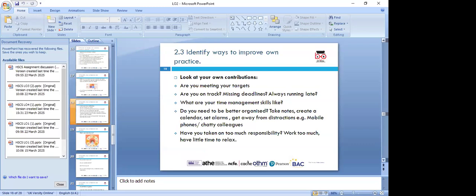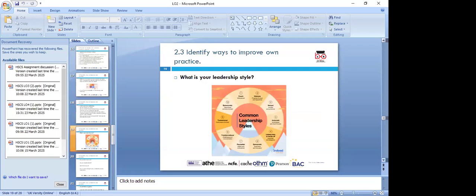Look at your own contributions. Are you meeting your targets? Are you on track? Are you missing deadlines? Do you need to be better organized, take notes? I did mention that. So these are all things that need to be done just to ensure that you are on track or you are doing things right per your partnership.